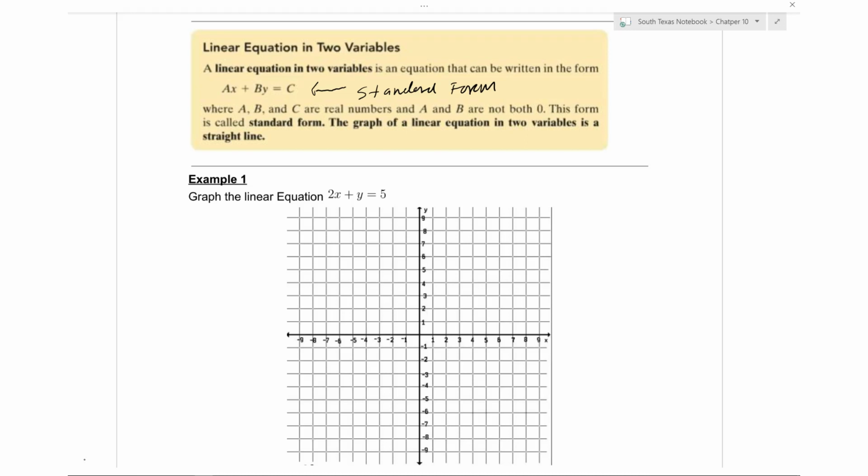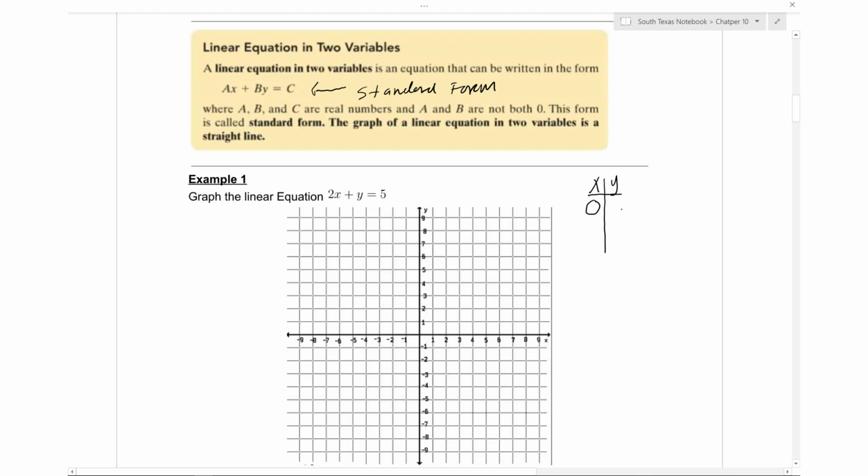So for example 1, we have the linear equation 2x plus y equals 5. I'm going to go ahead and create a table, and we have x and we have y. What we're going to do is generate points based on the equation that's in standard form. So I'm going to let x equal 0. And you notice we don't know what y is.